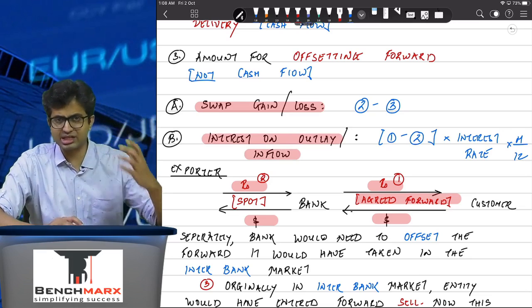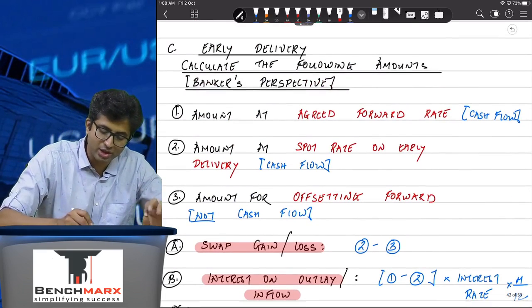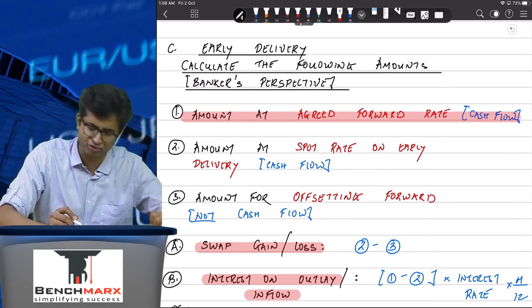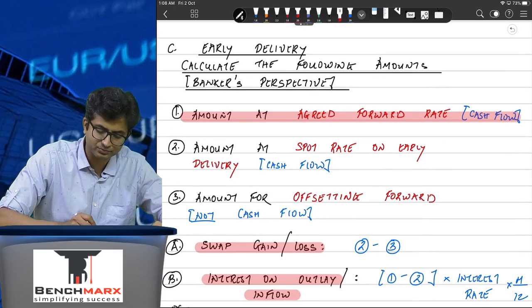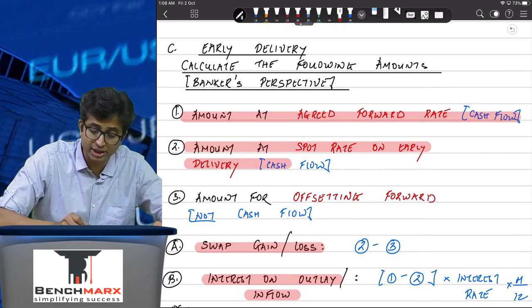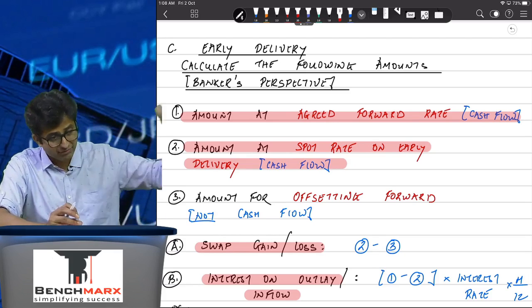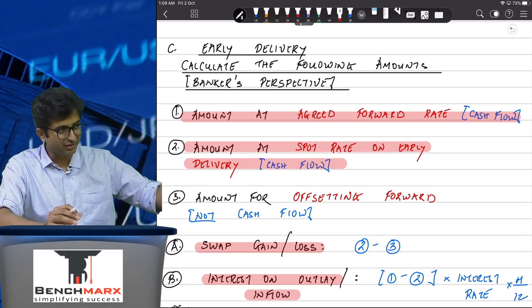So as a step, what I suggest is you calculate 3 numbers. First is the amount at the agreed forward rate. This is the actual cash movement. You will have to actually give cash to the customer. Then the amount at the spot rate for early delivery. The spot rate, at which the dollars that came from the customer, for example in our export case, we will have to sell in the spot market. That will give us actual cash.